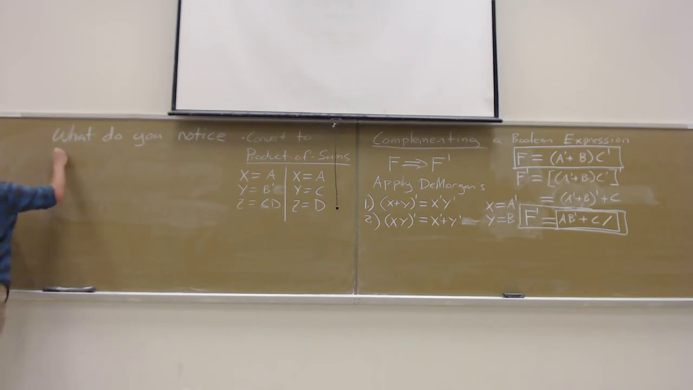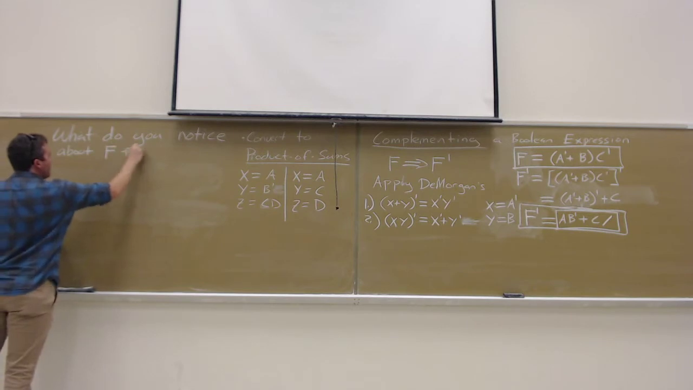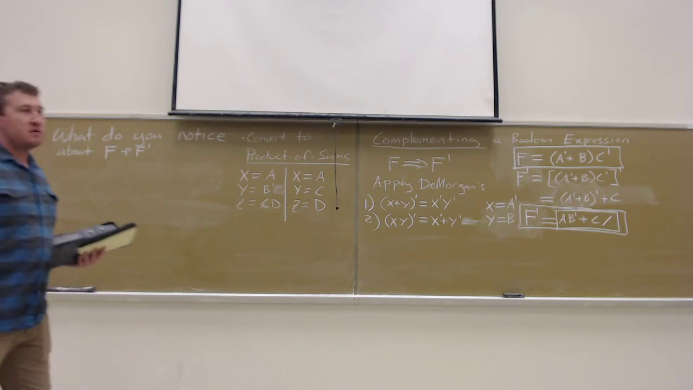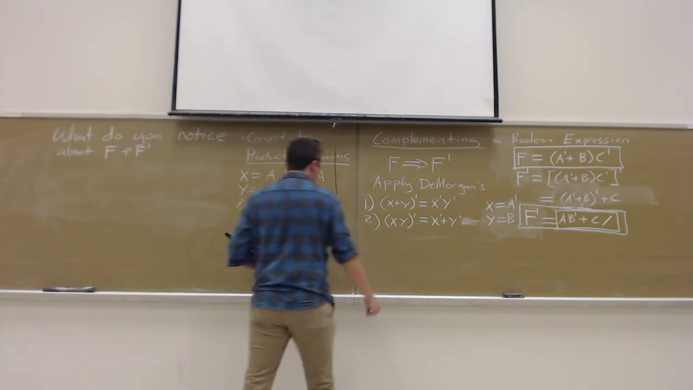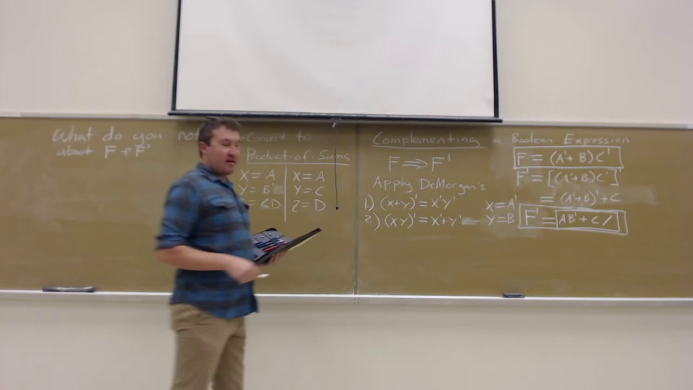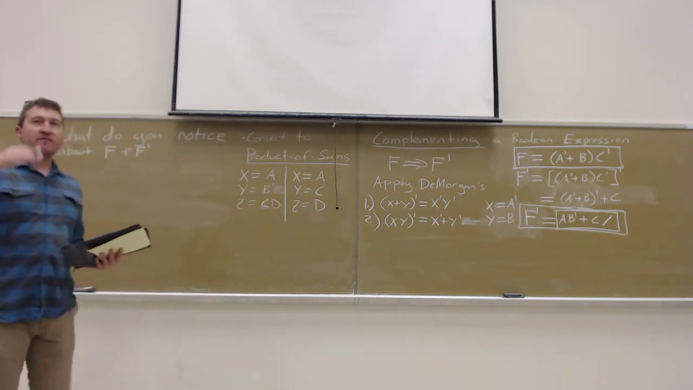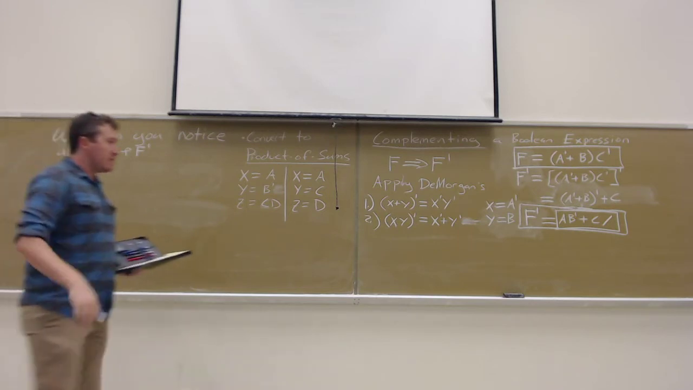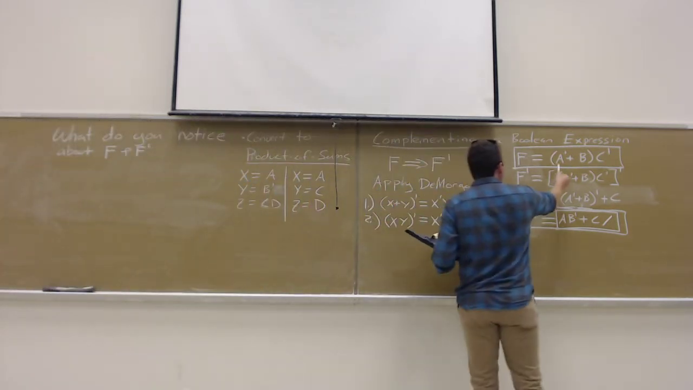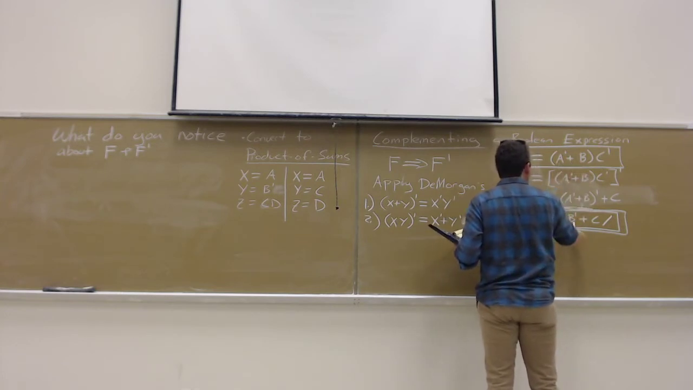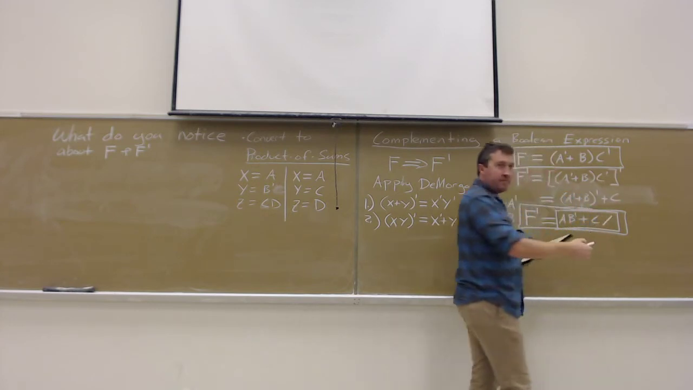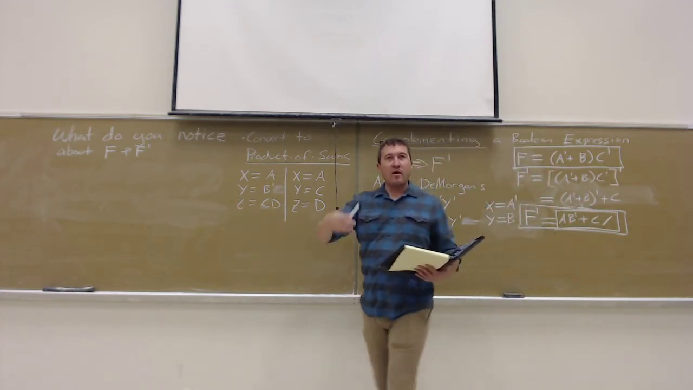Go back to this question. What do you notice about f and f prime? If you look at what you started with and what you got, you notice anything interesting? Everything is flipped over. Everything that's inverted is non-inverted, and all the ors became ands, and all the ands became ors. So we had A naught or B, that became A and B naught. And C prime became C. All of the operations flip over.